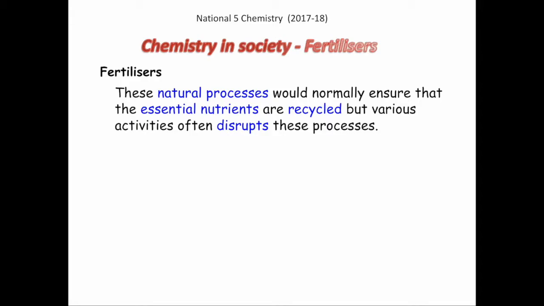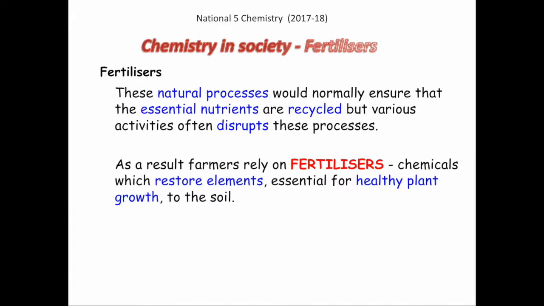These natural processes would normally ensure that the essential nutrients are recycled and adequately obtained by the plants and then by the animals. But various activities, which may be natural processes or man made activities, often disrupt these processes. As a result, farmers have to rely on fertilizers. So, what are fertilizers? Fertilizers are chemicals which restore these essential elements necessary for the healthy growth of the plant.